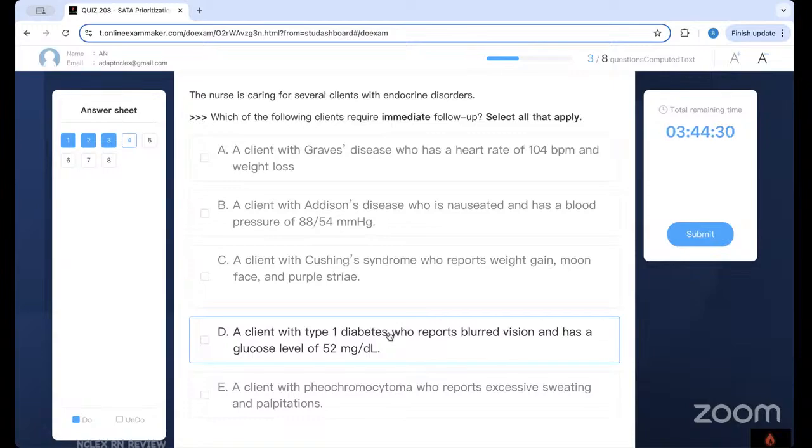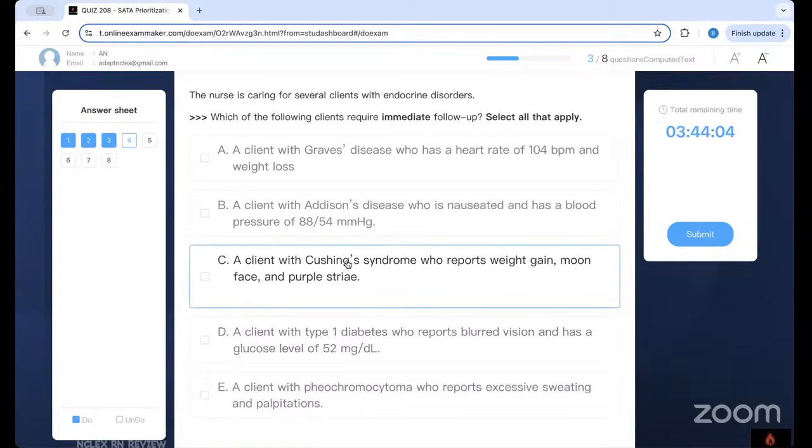Right? Type 1 diabetes. What is happening? Blurred vision, glucose of 52. Is this okay for this patient? Pheochromocytoma, they have excessive sweating and palpitation. What do you think? These are content. You should not let it go away. Master it. And when you see this, you just laugh. You just see it and say, oh, I know what it is. They can't trap me. What do you think?